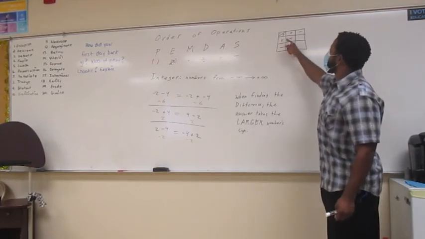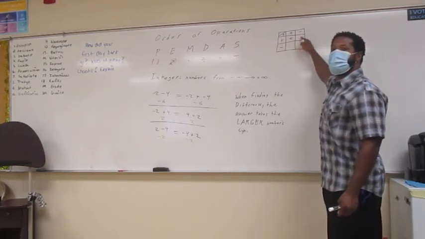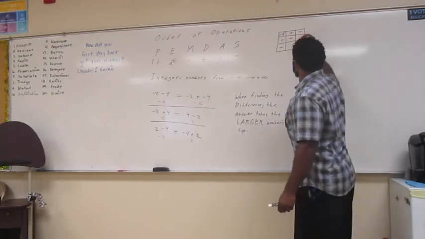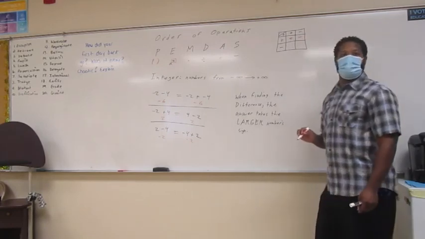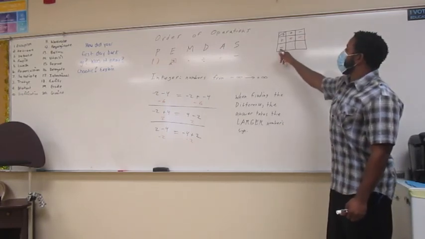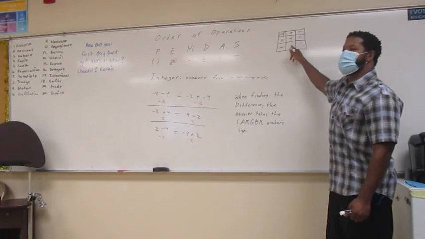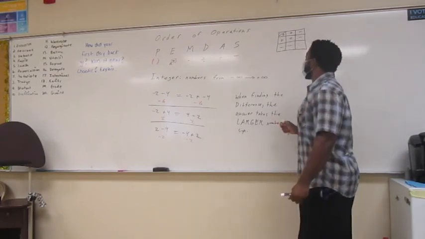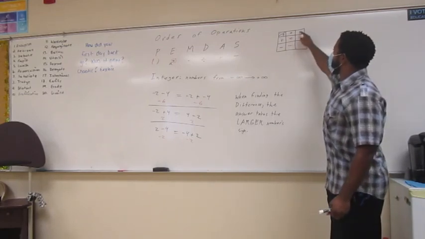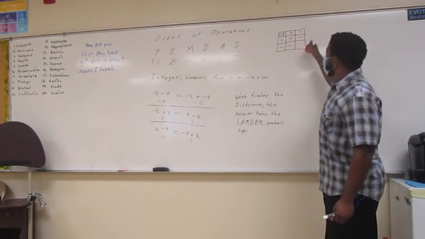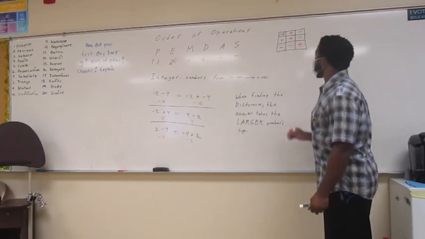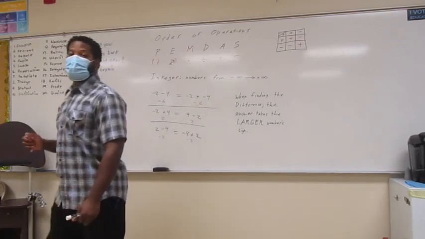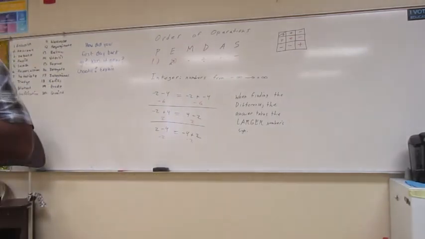A positive multiplied or divided by a negative will be a what? A negative. Okay? A negative multiplied or divided by a positive will be a negative. Good job. And a negative multiplied or divided by a negative will be positive. Keep this chart in your notes, okay? This will help you. All right?